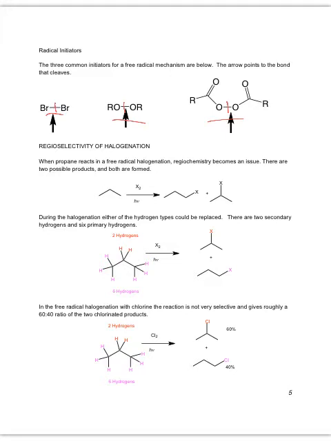So in this, there are 2 possible products. If we started with propane, there are 2 possible products that we can form, where we have the 6 hydrogens that are primary and 2 that are secondary. And with the halogen, with chlorine, when we try to halogenate the propane, we get a 60-40 mix of the 2 possible compounds based on how reactive the 2 positions are and how many hydrogens we have.